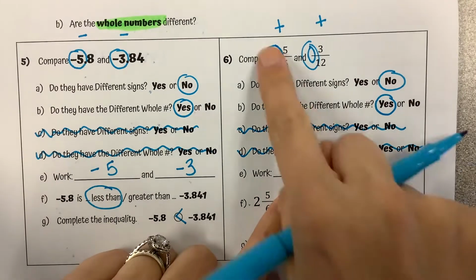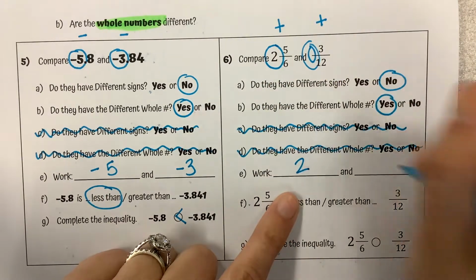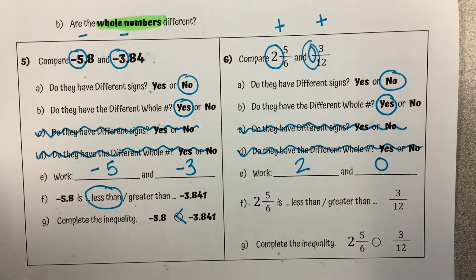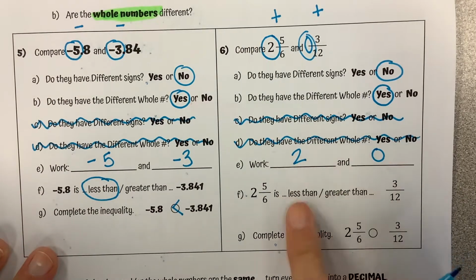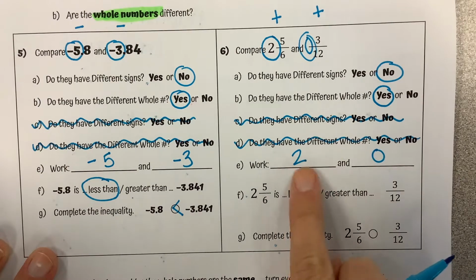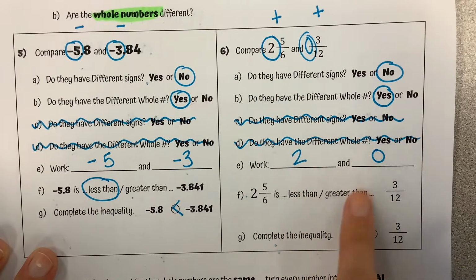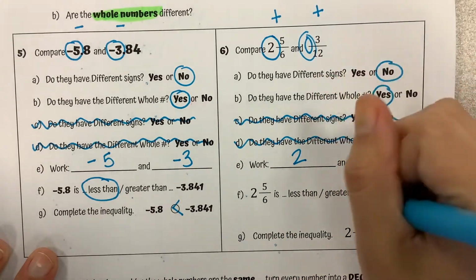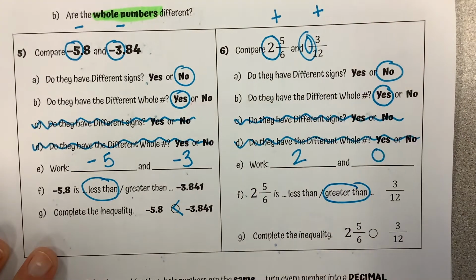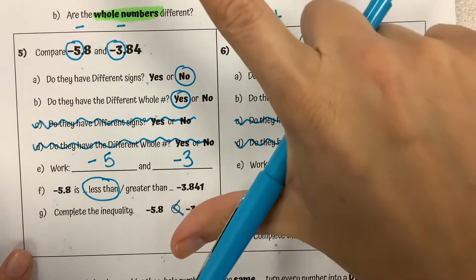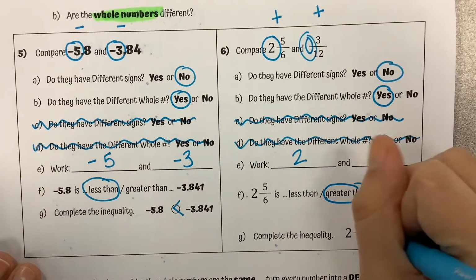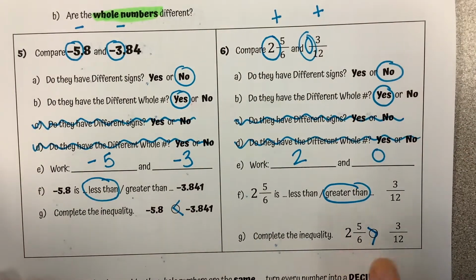So going to my work, I'm just writing down my whole number, 2 versus 0. So is 2 less than or greater than 0? If you have 2 cookies, is that less than, or is that greater than 0 cookies? 2 is bigger than, greater than 0. So greater than is the right side. Turn our hand. That is the greater than symbol. 2 and 5/6 is greater than 3/12.